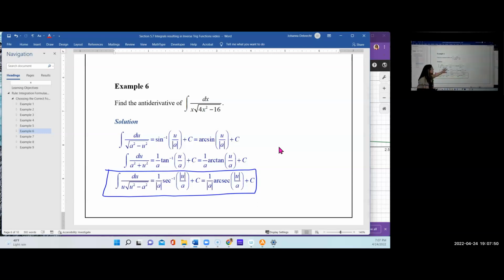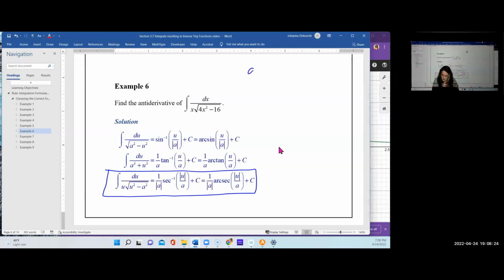By looking at this and looking at this, I need to equate pieces. However, du is not dx. The variable being u is not the same as the variable being x, which also means that u and x are probably not the same thing. However, under the radical, the u squared does have to be 4x squared, and the a squared does have to be the 16. You always start with the u squared and the a squared.